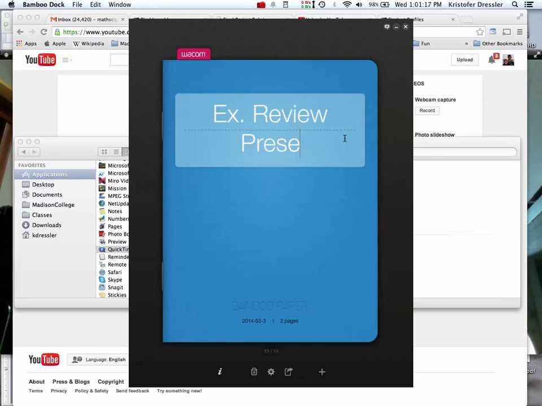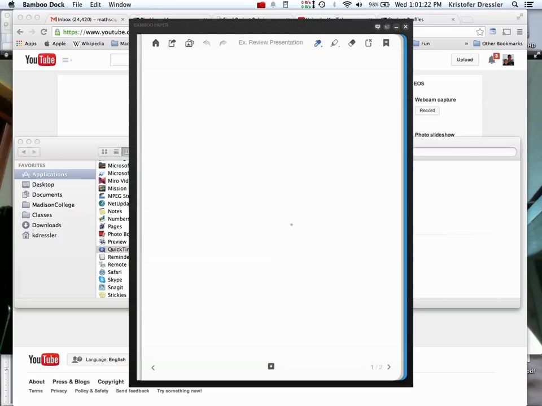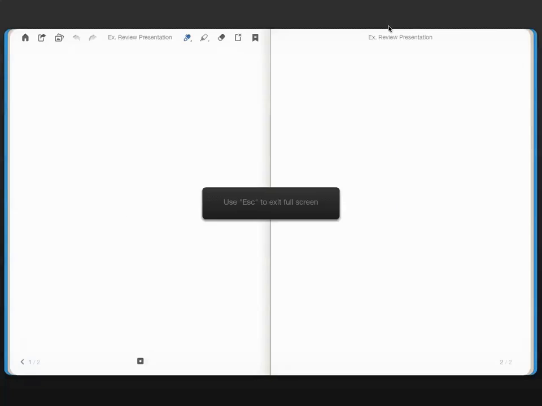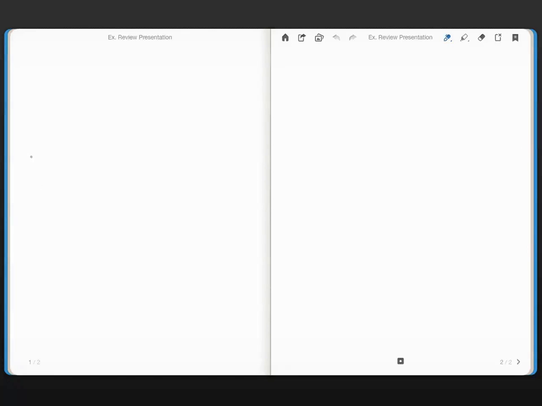So I'm just going to do, can I call it example, review presentation, and that's that. And then I can open up this page. I can go to full screen mode. Now I can see 2 pages, and I can use the stylus that comes with a Bamboo and write stuff on here.